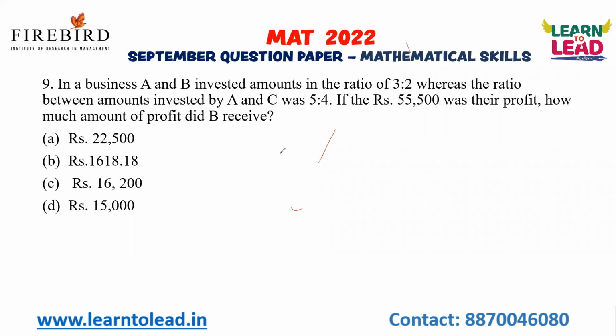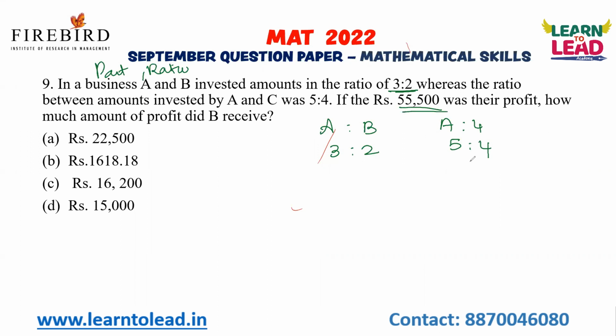Now, see here. In a business A and B invested amount. Again, it is a question based on investment. It comes under the partnership topic, right? In a business A and B invest amount in the ratio 3 is to 2, and A and C invested in the ratio of 5 is to 4. See, it is a question based on both partnership and ratio concept. My question is, if the total profit is 55,500.